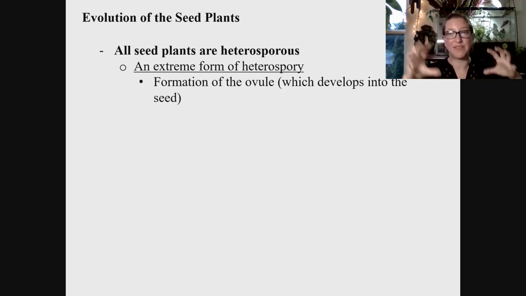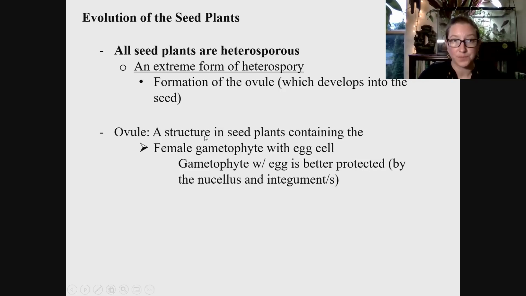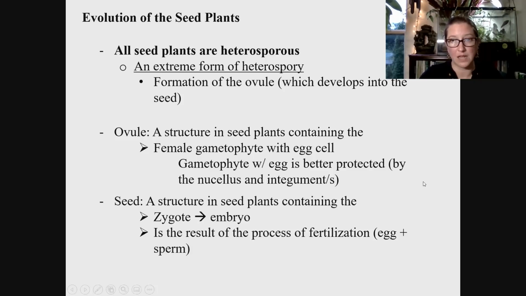However, in the seed plants, we have an extreme form of heterospory in that we have the ovule, and the ovule is going to develop into the seed. We may have talked about it briefly during the flower and germination lab lecture. An ovule is a structure in seed plants that contains the female gametophyte with egg, and therefore the female gametophyte with her egg is better protected by the layers of the ovule, which are called the nucellus and the integument, which we'll see on slides coming up.